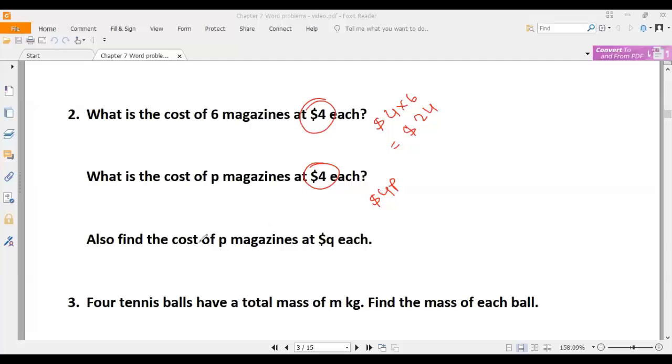Similarly, also find the cost of P magazines at Q each. So if the cost of one magazine is Q, then the cost of P magazines will be PQ.